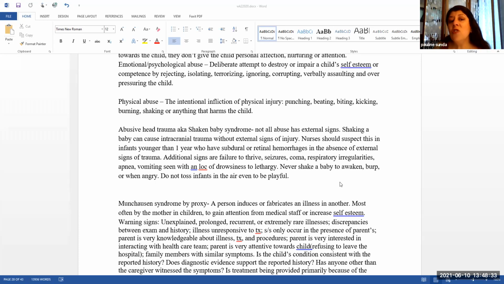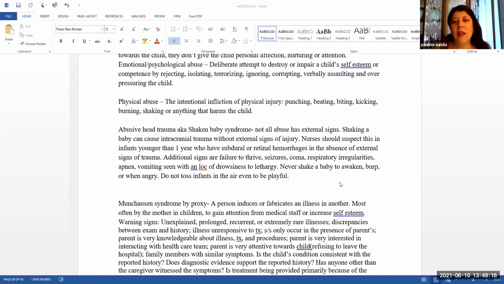Abusive head trauma. This used to be called shaken baby syndrome. So know that some people still use that term. This is important to know because not all abuse has external signs. Shaking the baby can cause intracranial trauma without external signs of injury. Nurses should suspect this in infants younger than a year of age who have subdural or retinal hemorrhages in the absence of external signs of trauma. Additional signs are failure to thrive, seizures, coma, respiratory irregularities, apnea, vomiting, and this is seen with an altered level of consciousness that can go from being drowsy to lethargic.